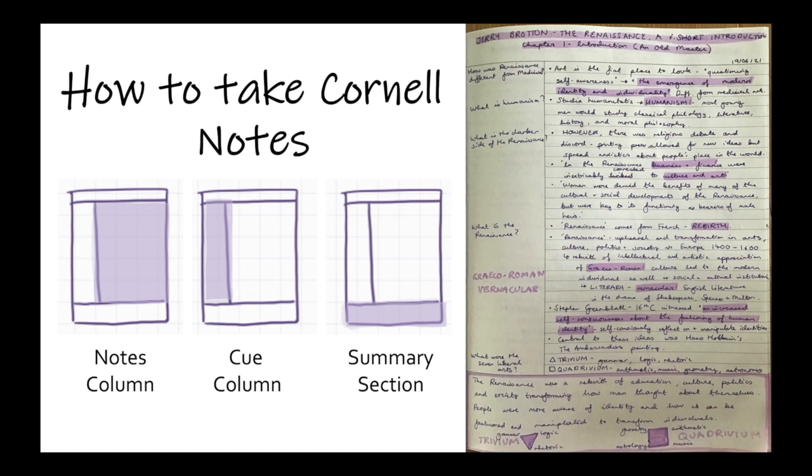So when you're making Cornell Notes, what you need to do is divide your page into 4 sections: the top title section, a notes column, which takes up about 2/3 of the middle of the page, a Q column, and the summary section.